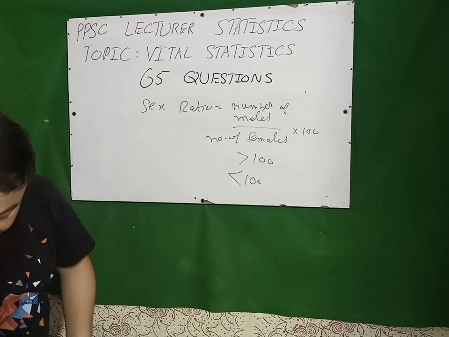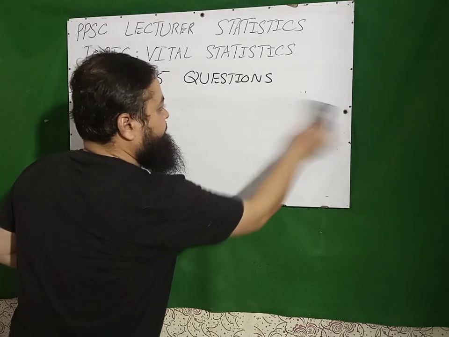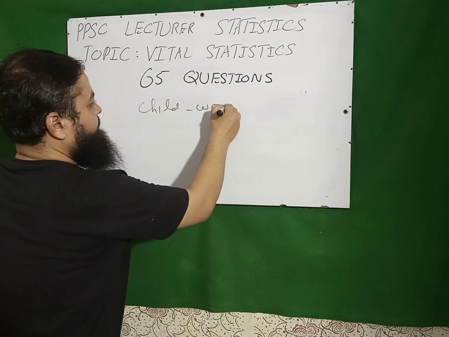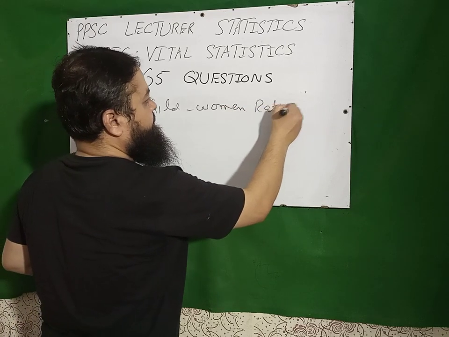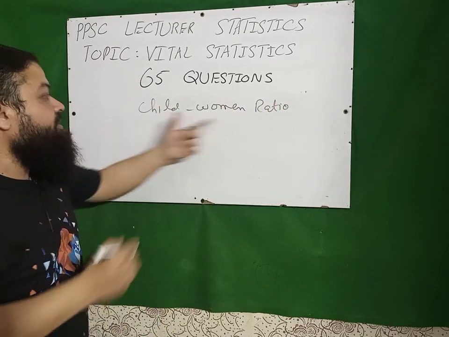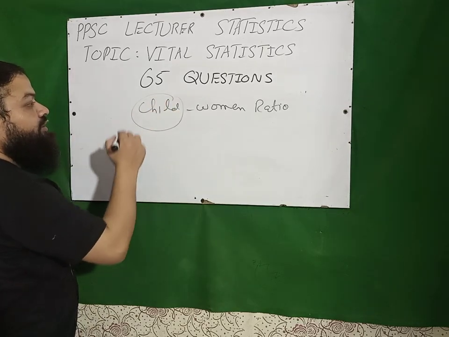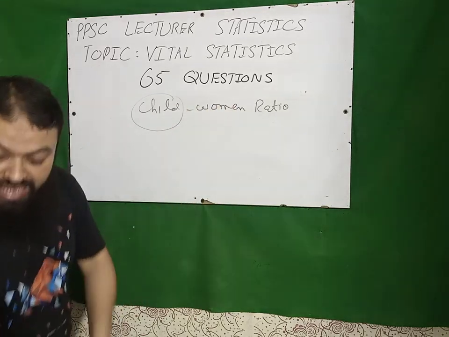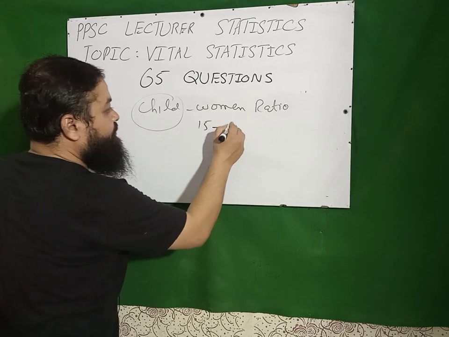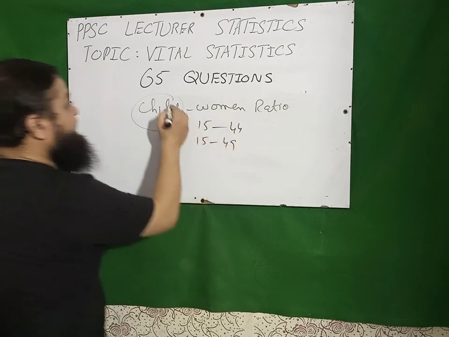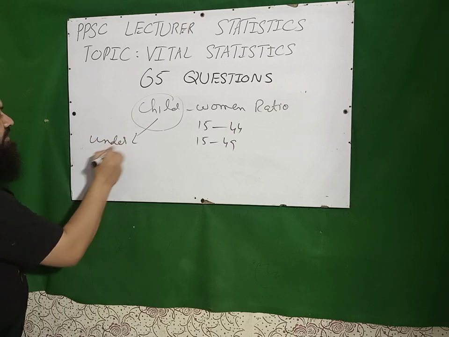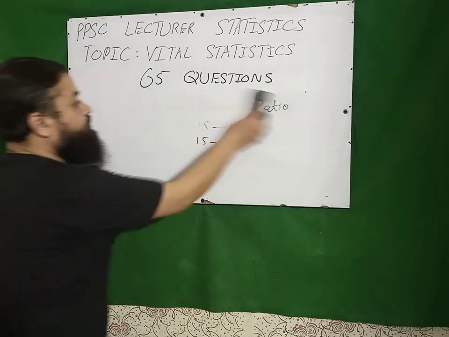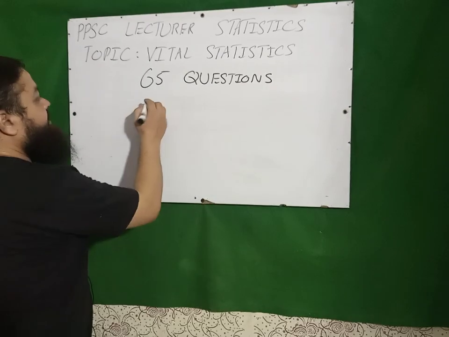And the next one is child woman ratio. A very important one. It is the ratio between the number of children under 5 years of age and the total number of women of childbearing age, and the childbearing age is 15 to 44 or 15 to 49, and it is under 5 years. Then the next one is very, very important, and it is also called vital index. It is birth death ratio.